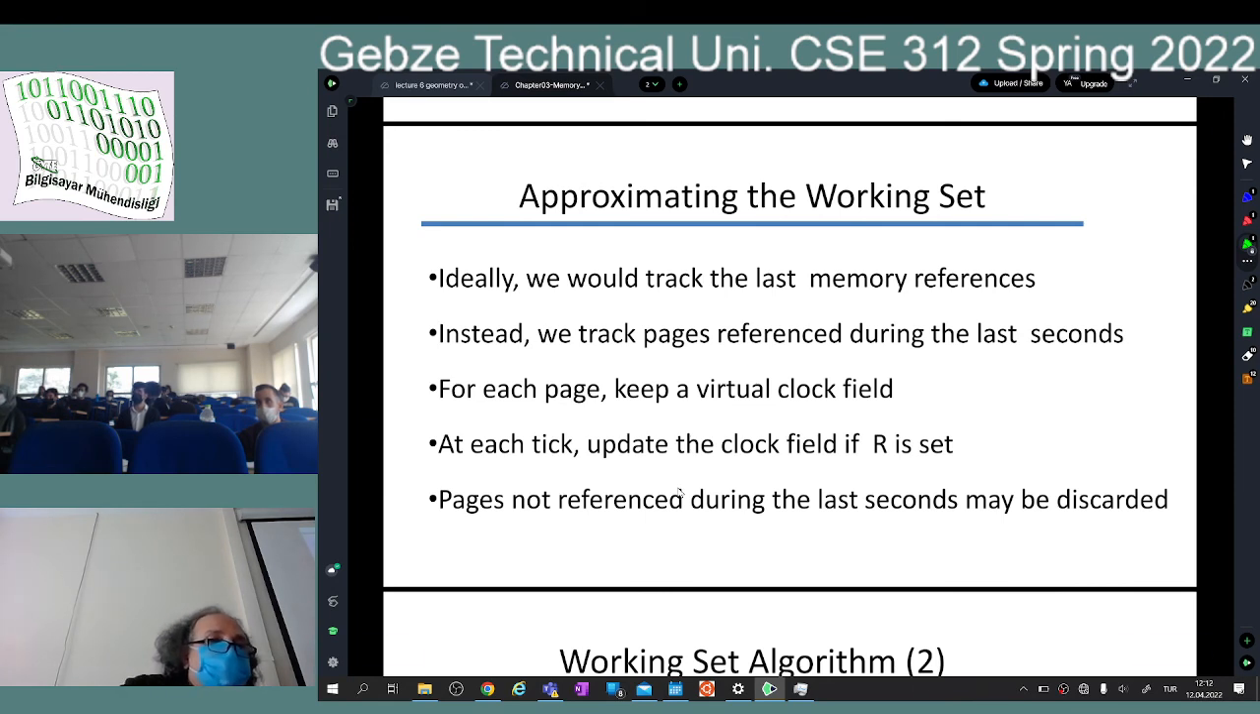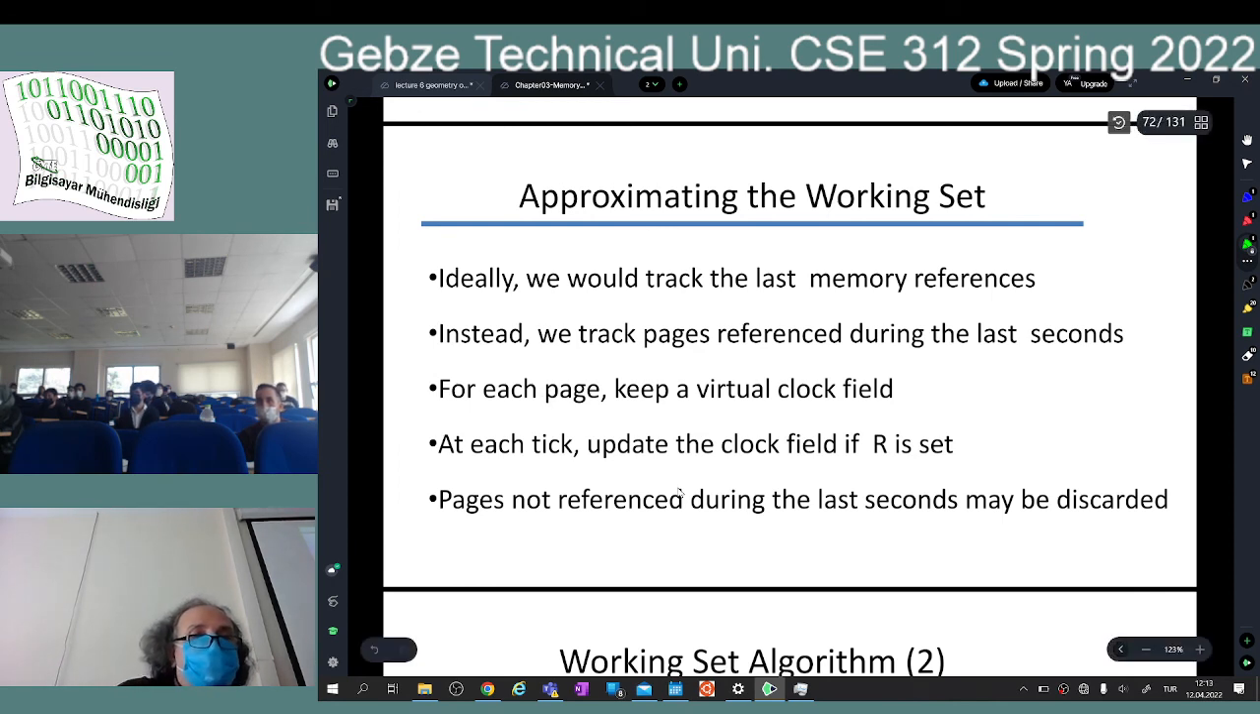Okay, ideally we would track the last memory references. Maybe we can use this software simulated LRU or aging NFU. That's too expensive. Instead we track the pages referenced during the last seconds, like the NFU with aging.